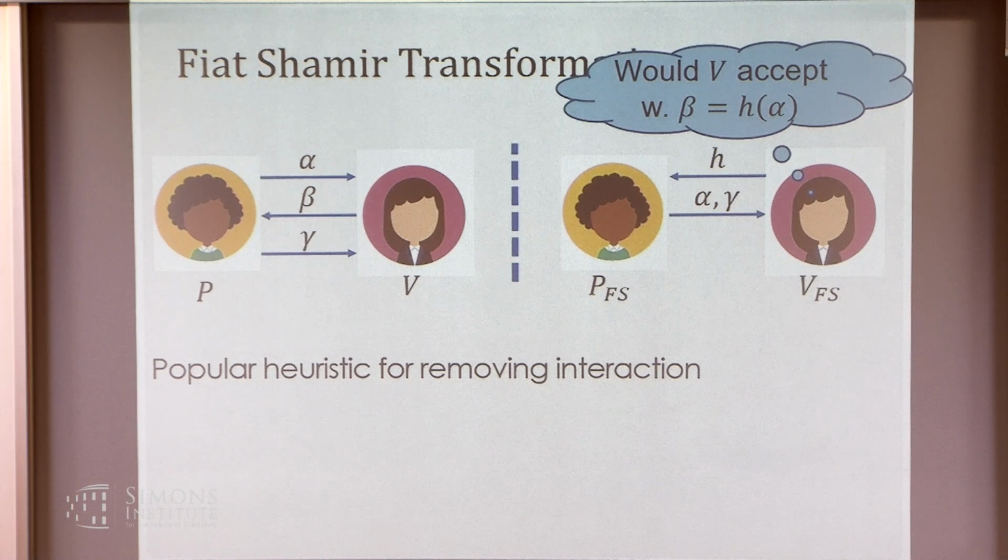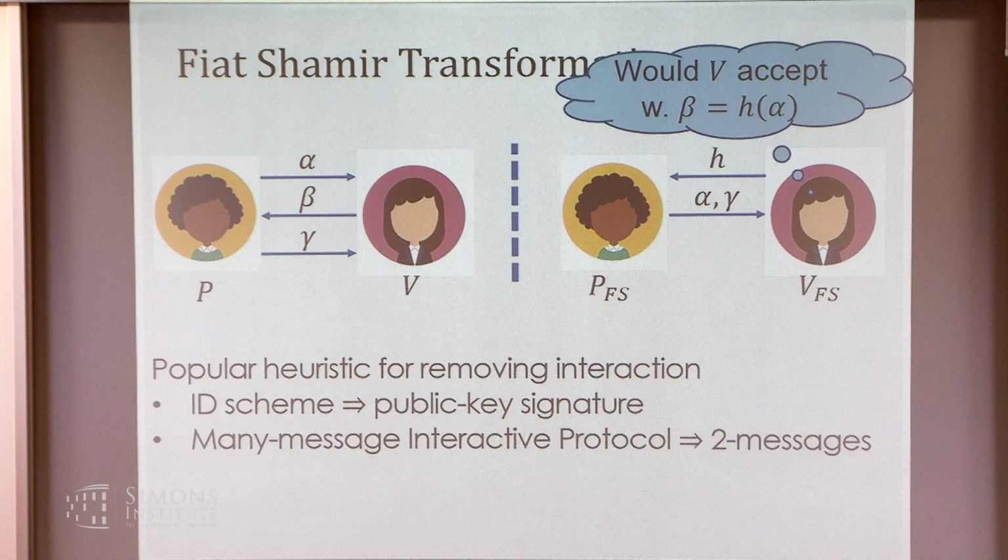Thanks. So that's been hugely influential, both in terms of practice and in terms of theory. The original motivation was transforming identification schemes into public key signatures. But since then, it's been used and studied in the context of taking many message interactive proofs or protocols and converting them into 2-message ones. Here, we did 3 messages to 2 messages. But even if we had 5 or 7 messages, we could just keep hashing. Whatever the number of messages in the original protocol, so long as all the verifier is doing is sending random coins, we can always take the verifier's message to be the hash of the transcript up to that point. So we can reduce the interaction to 2 messages no matter how many rounds we had to begin with.